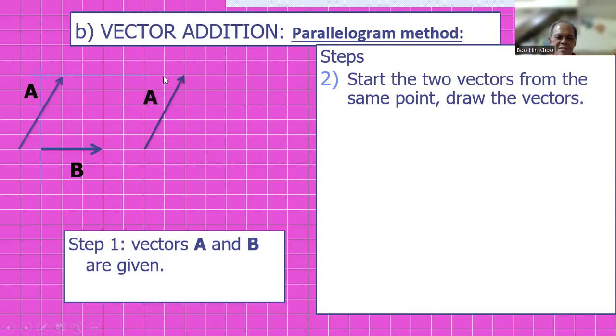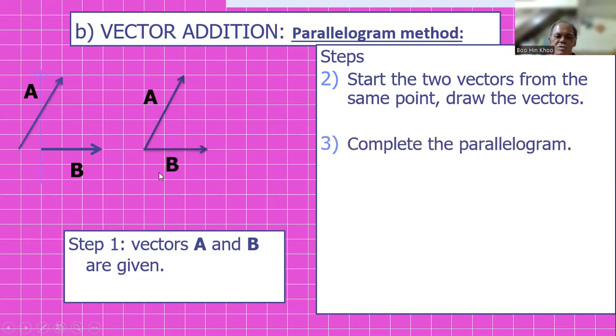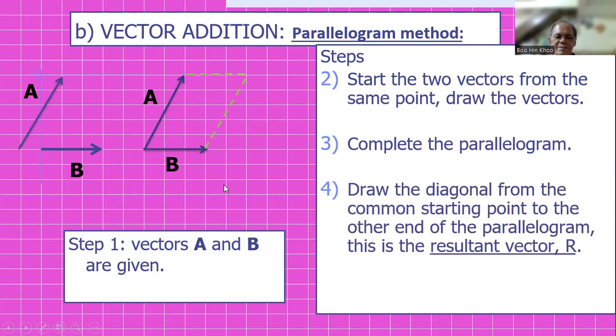And at the same point, draw B. Then we complete the parallelogram. Yes, these two are parallel. So this is also A, this is also B. And then draw the diagonal. That is the resultant. As I said, commutative, your R is from adding A to B, or adding B to A. Okay, remember, direction must be drawn, then we can calculate.